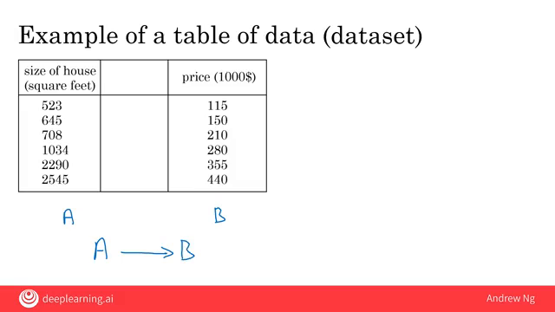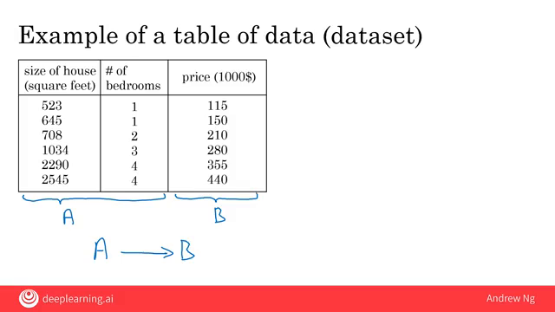Now, rather than just pricing a house based on the size, you might say, well, let's also collect data on the number of bedrooms of this house. In that case, A can be both of these first two columns, and B can be just the price of the house. So given a table of data, given a data set, it's actually up to you, up to your business use case to decide what is A and what is B.